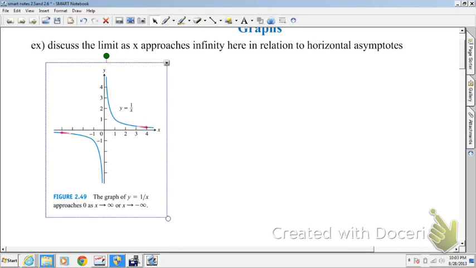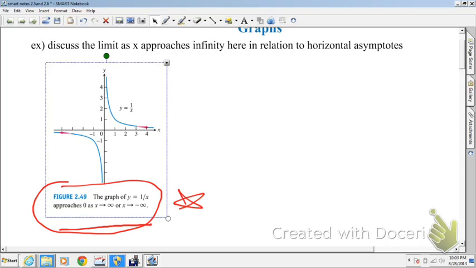Had to hit pause there, my computer was acting strange. So the graph of y equals 1 over x approaches 0. So we say the graph of y equals 1 over x approaches 0 as x approaches infinity or negative infinity. So let's take a look at the next figure.